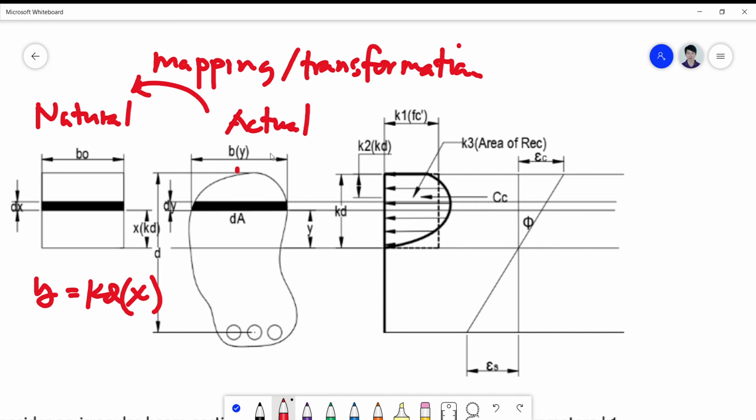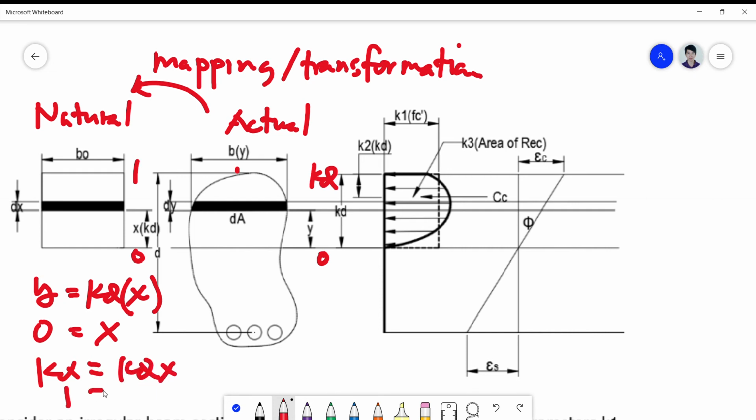Bakit ko ginawa ito? Because I want to make use of a natural limit or boundary. So if y varies from 0 to kd, my x will vary from what? 0 to 1. How do I get that? When I plug here y equals 0, my x equals 0. When I plug in y equals kd, my x equals 1. So this becoming a natural limit simplifies everything.